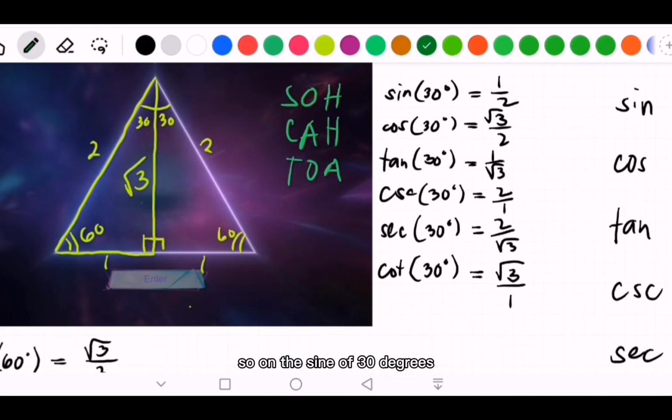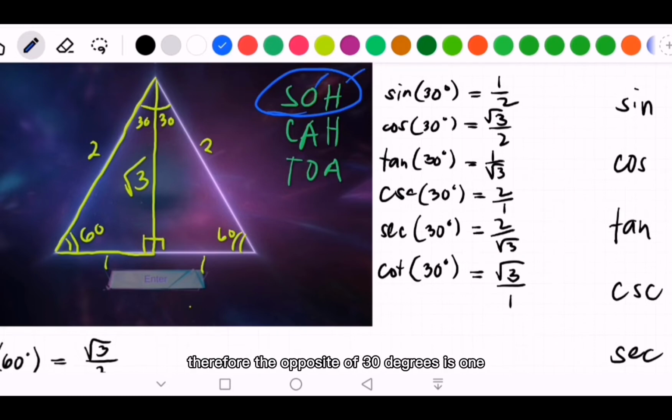So, on the sine of 30 degrees, we will be using the acronym SOH. So that is opposite over hypotenuse. Therefore, the opposite of 30 degrees is 1 and the hypotenuse is 2. So we will be writing 1 half.